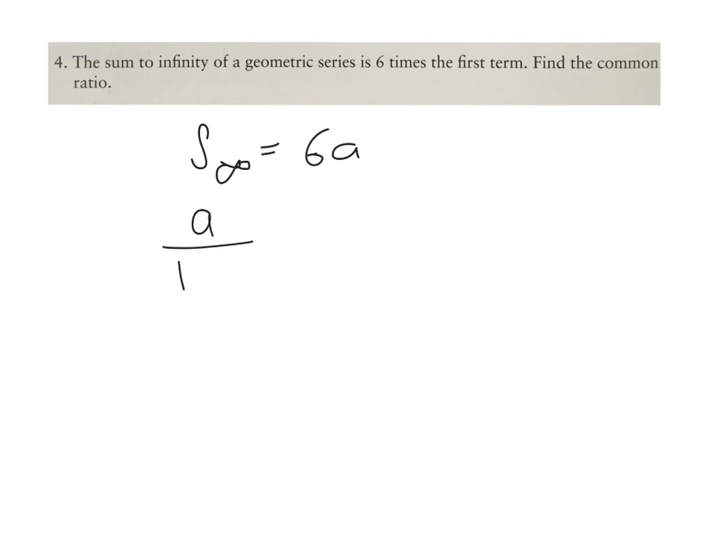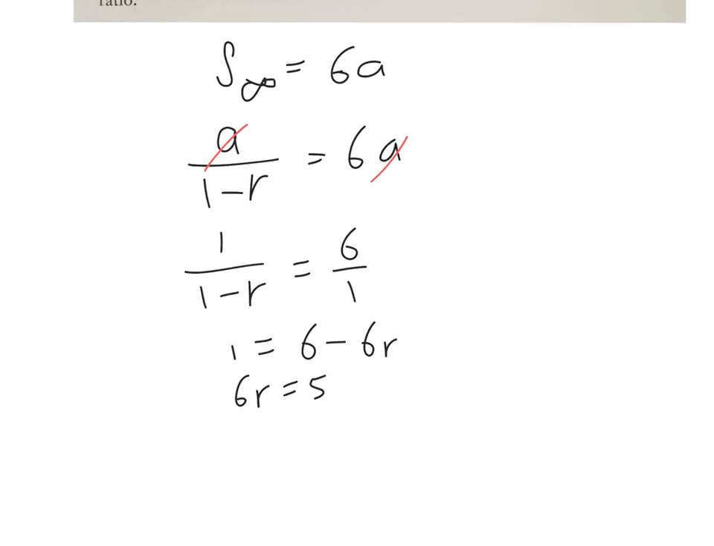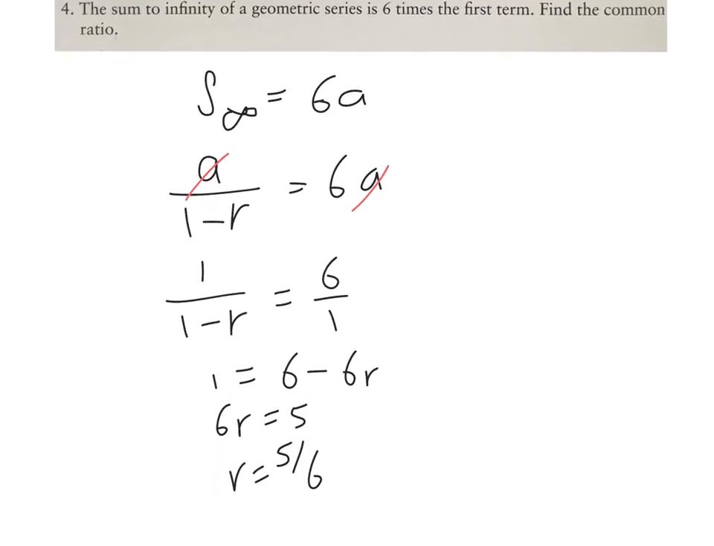What is the sum to infinity? It's a over 1 minus r. And then we've got 6a. You can divide both sides by a, and that would get rid of the a, and you end up with 1 over 1 minus r equals 6. You can cross multiply and you get 1 equals 6 minus 6r. 6r equals 5, so r equals 5/6. That's the common ratio, and that's what you're asked to find out.